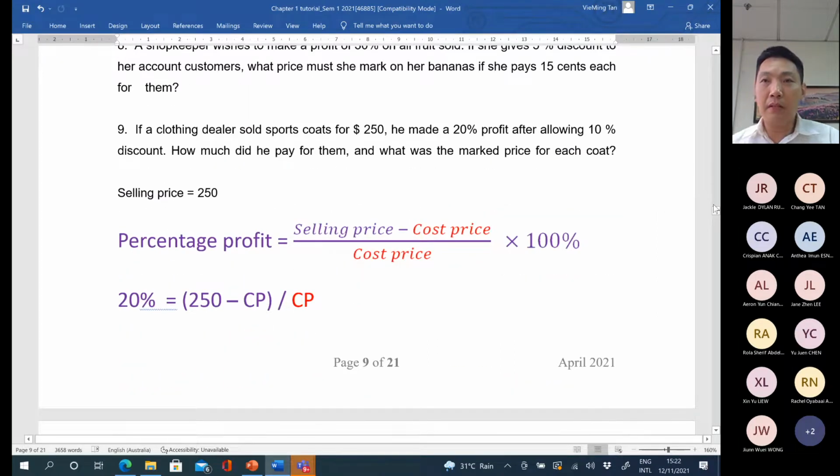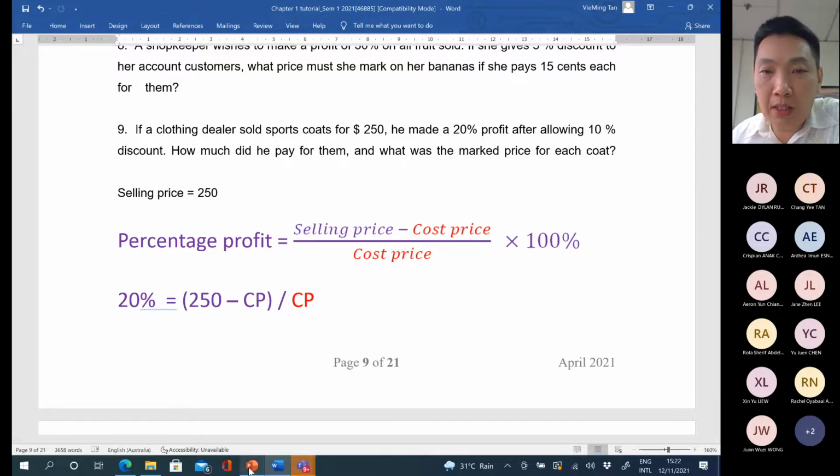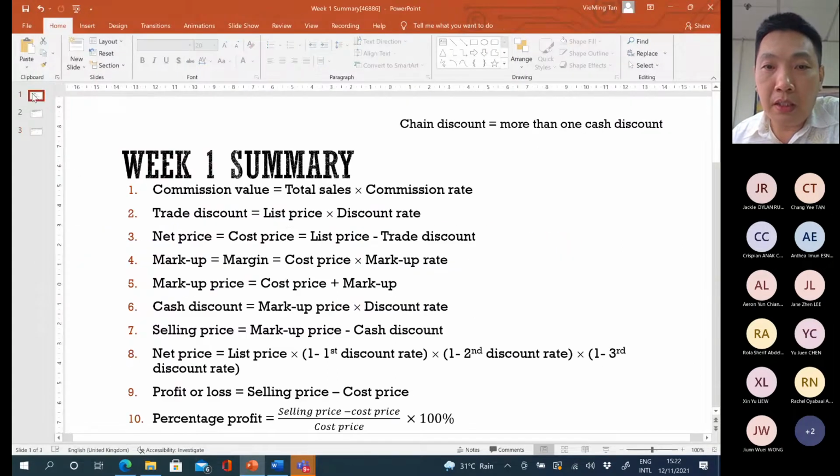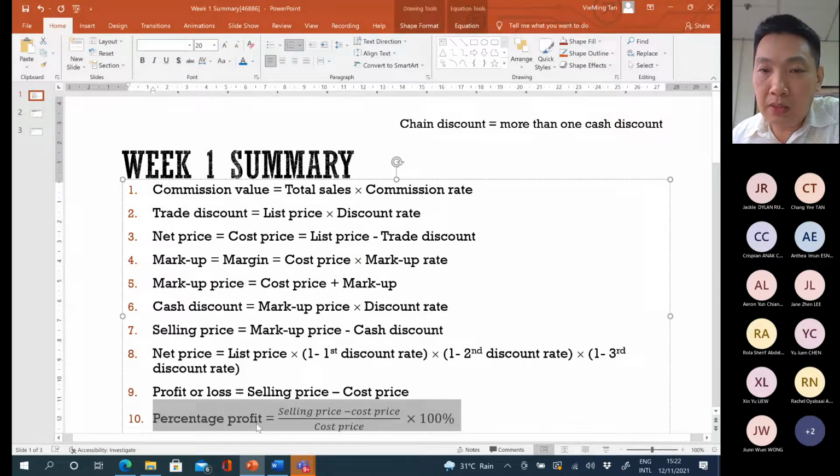How about question number 9? For all of you, if you see the question involves percentage profit, that means you have to use this formula already. If the question gives you the percentage profit, or if the question is asking you to calculate the percentage profit, then this should be the formula that you need to stand by.